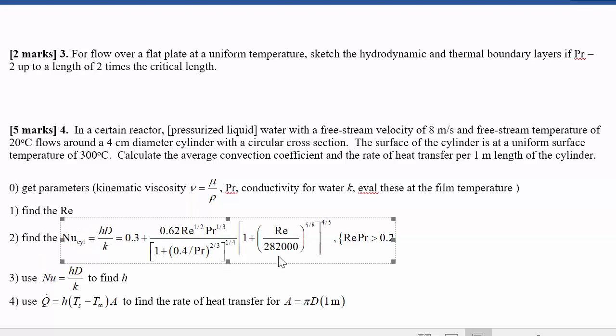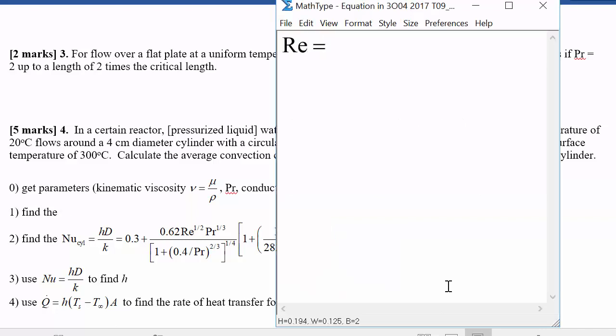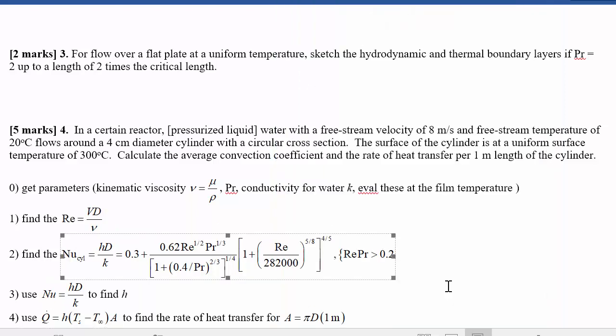And that's this really long equation. It works as long as the Reynolds number times the Prandtl number is greater than 0.2. And this is going to be for the Nusselt number to find the average convection coefficient around a cylinder. The Reynolds number for a cylinder is equal to the velocity times the diameter divided by the kinematic viscosity. After we figured that out, then we should be good to go for that parameter.